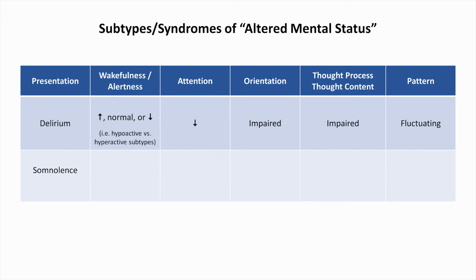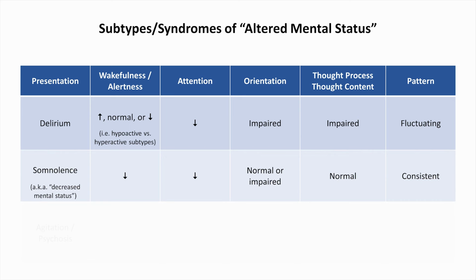The hallmark of somnolence, sometimes imprecisely referred to as decreased mental status, is that wakefulness, alertness, and attention are all reduced. However, unlike hypoactive delirium, the patient is non-fluctuating, or consistent. Orientation may be impaired depending on severity and etiology, but thought process and content are usually normal. Patients with a somnolent subtype of altered mental status do not hallucinate or have delusions about their situation.